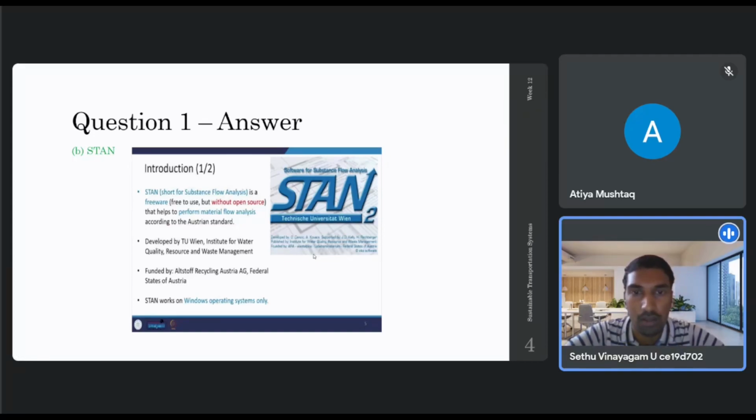Again, it is not specifically for transportation projects, but in our context, we use it for transportation related systems. It is generic, so it can be used for analyzing the material flow in any given system. We can model it and then do the analysis.